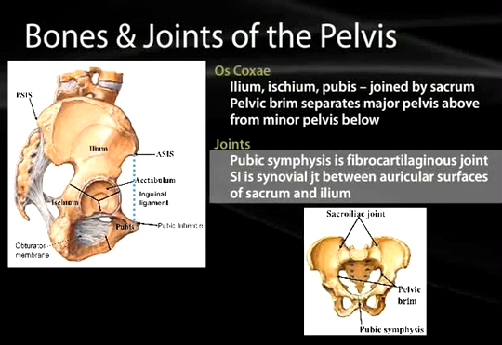Between the ASIS and the pubic tubercle, remember the inguinal ligament runs in a vertical plane. And this is just a reminder of the different components and the bones and the type of joints there are.